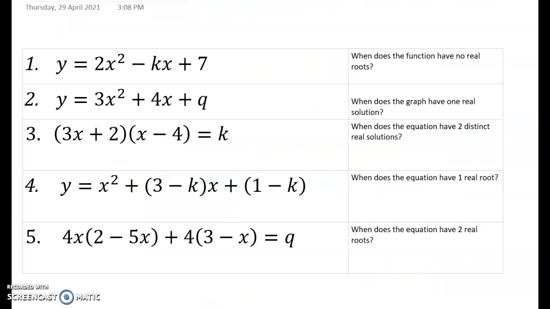Okay, let's look now at question 2. Question 2 turns out to be a little bit easier. We don't end up with a quadratic inequality.